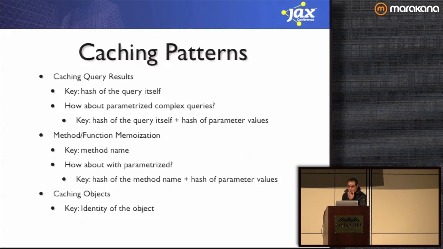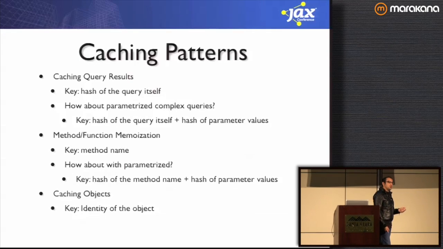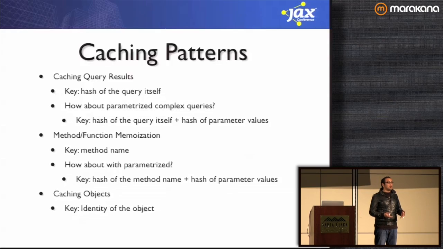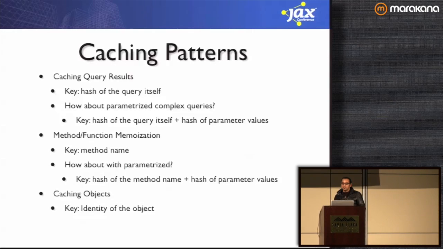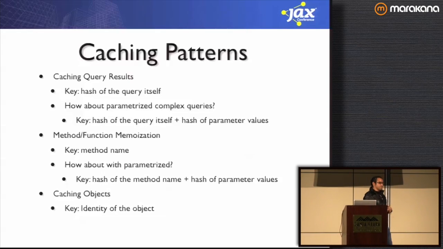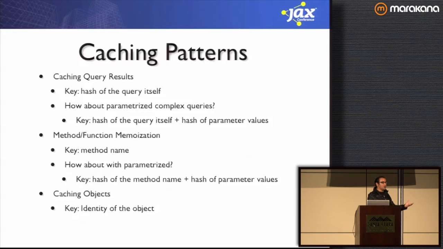It's very simple. But it becomes quite interesting when dealing with parameterized queries. If you have select star from employees where ID is 125, that hash is not the same as select star from employees where ID is 13, whatever that is, right? So the way you would do that is to hash the query and then hash the parameter values. You'll end up with eventually multiple instances depending on those parameters, but that would probably be the best way to do it.